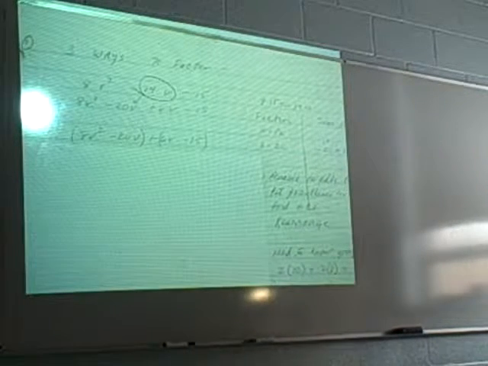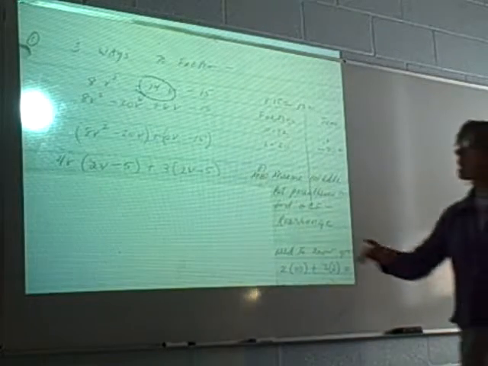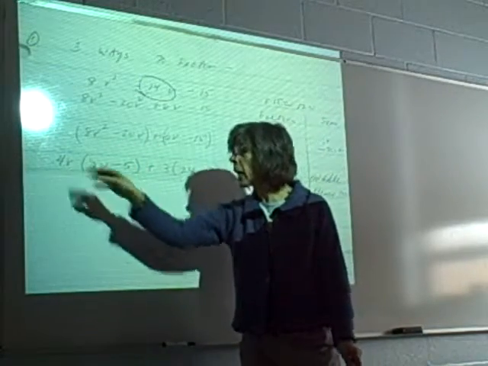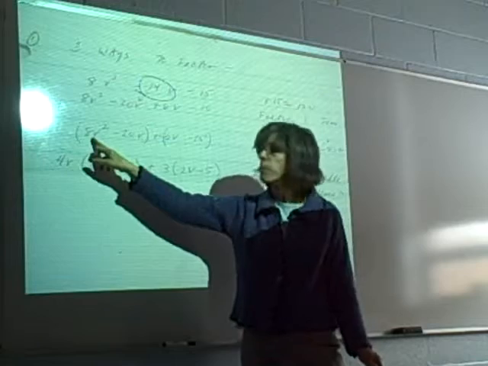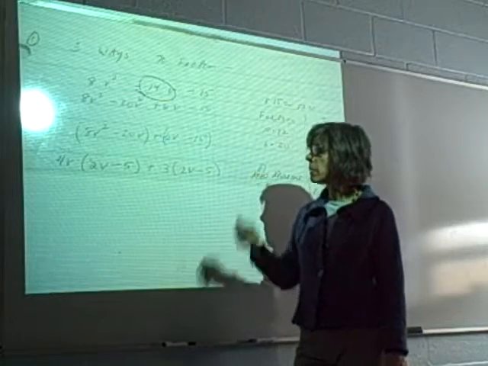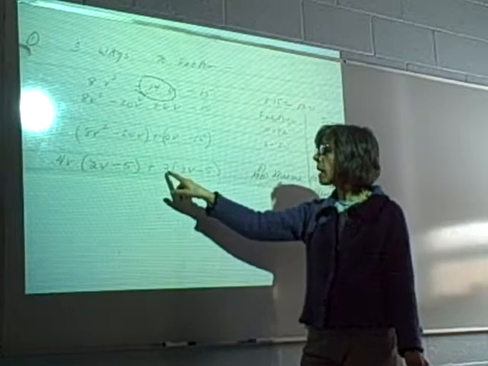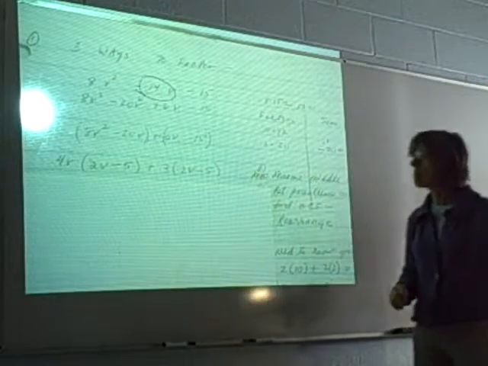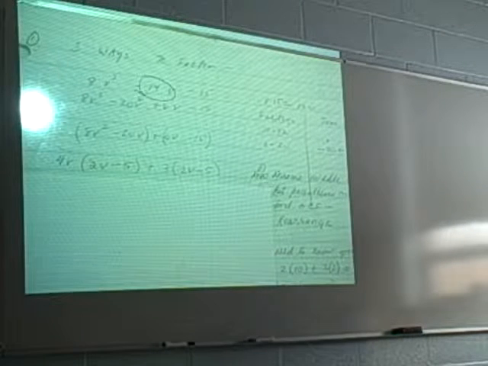What do you think I'm going to do next? I'm going to find the GCF, and the GCF for 8V squared minus 20V is what? 4V, so I'm taking out the 4V, and 4V times 2V gives me 8V squared, and 4V times a negative 5 gives me a negative 20V. And over here, I do the same thing. I found the GCF, and I have 3 times 2V is 6V, and 3 times negative 5 would give me a negative 15. So far, so good?